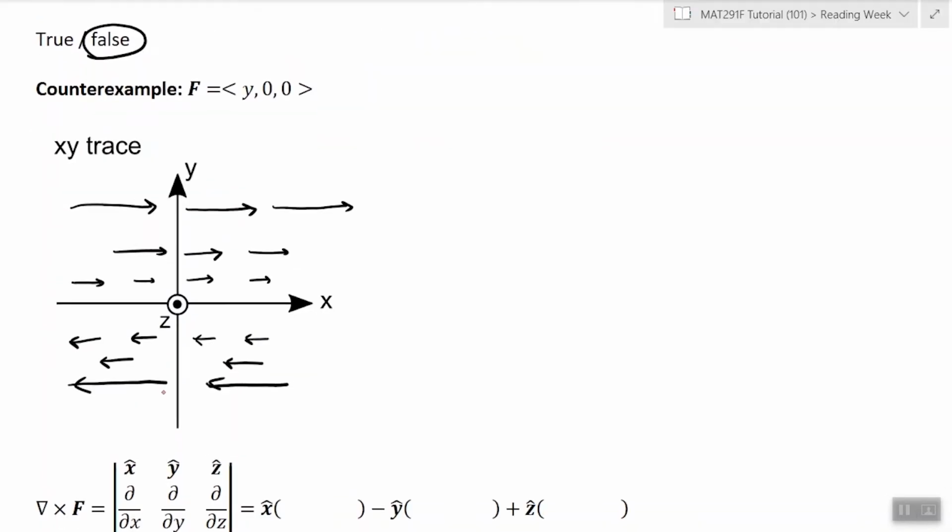So I will make a claim that this field is rotating sort of in this overall direction. So the axis of rotation, you could think of it as being into the page. So I claim that the axis of rotation for this field is into the page. This way I'm claiming that this field should have non-zero curl.